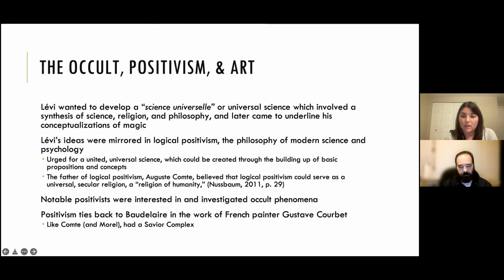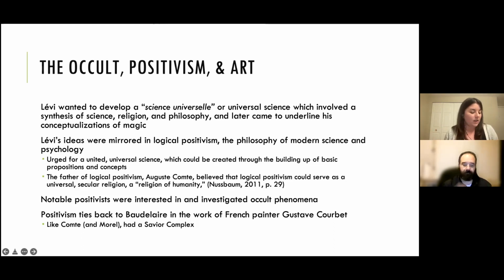And that's one thing that I didn't mention earlier, but the occultists, like the positivists, were trying to create this universal science, which could be created through building up basic propositions and concepts. The occultists also were trying to unveil the scientific operating principles and laws of nature, which they thought lay under the metaphysical, like various magical practices like necromancy and astrology. Much like the logical positivists, they were also trying to build up these basic propositions and concepts. So again, a lot of parallels.